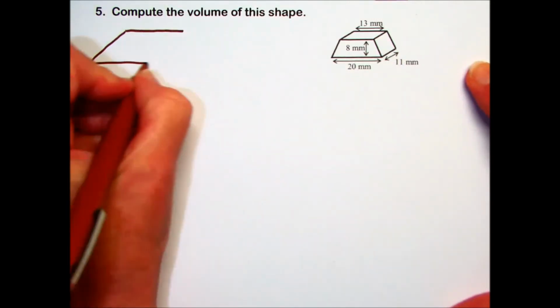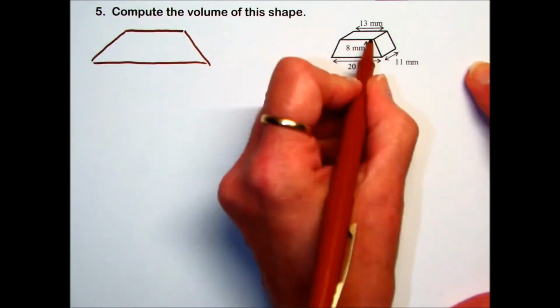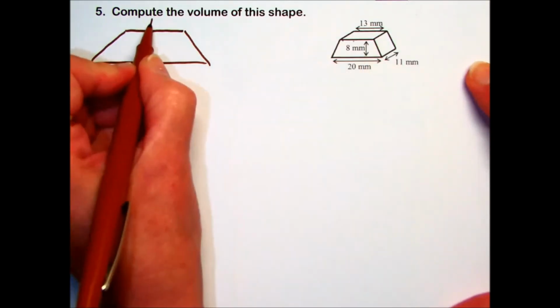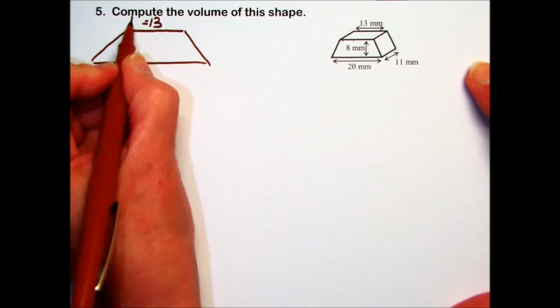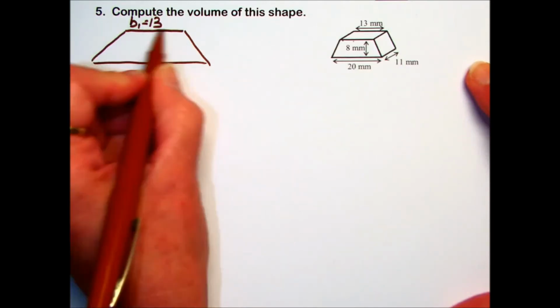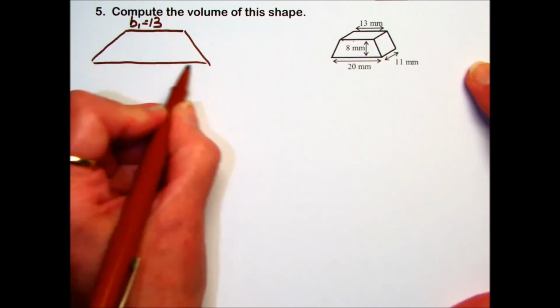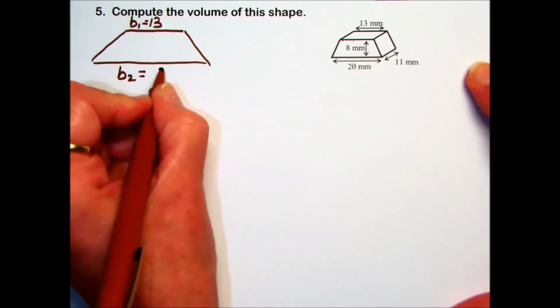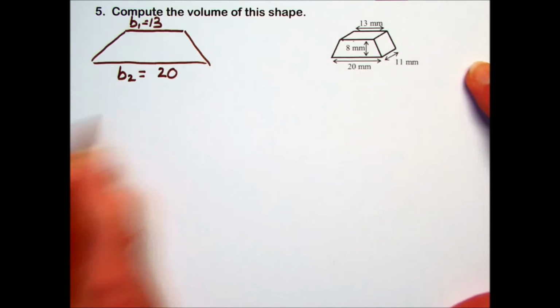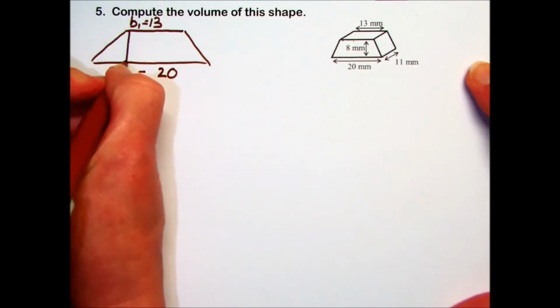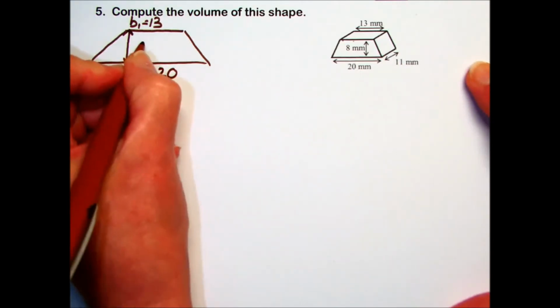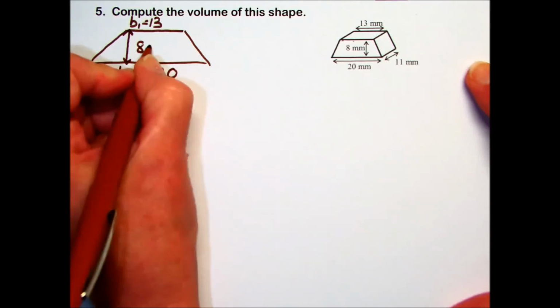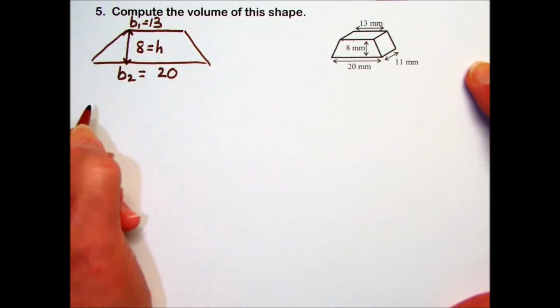Here's that trapezoid in the front having a top value of 13, and that top value we'll call a base. The sides that are parallel we call bases. So we would have one base 13 and another 20, and the distance between the two bases, which is given as 8 in the diagram, we call height.